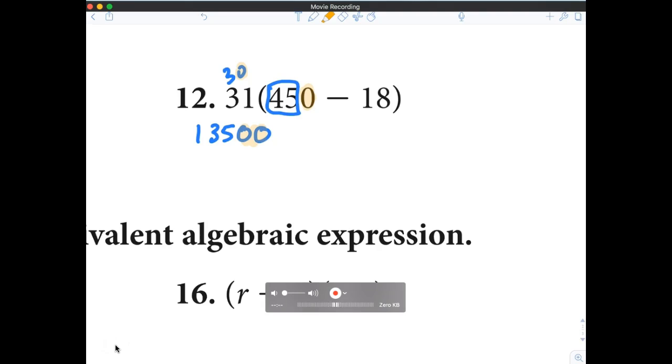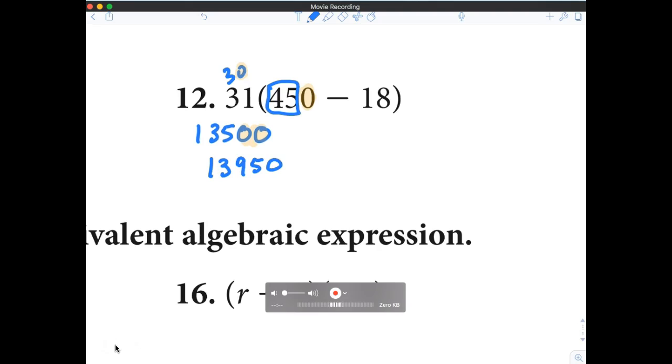Now, I was counting just now 30 450s. But I'm really adding another 450 because there are 31. So if I add 450 to that, that would be 13950. All right? That was tricky. No doubt about that.